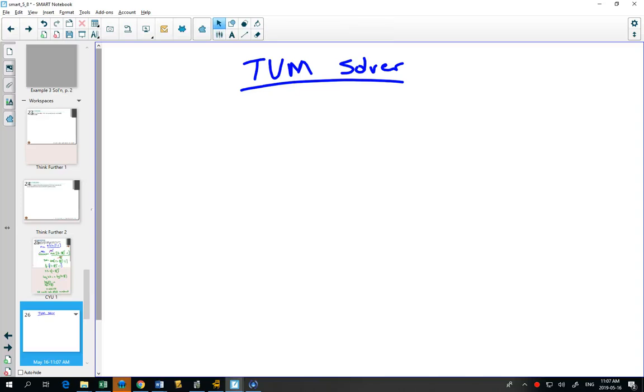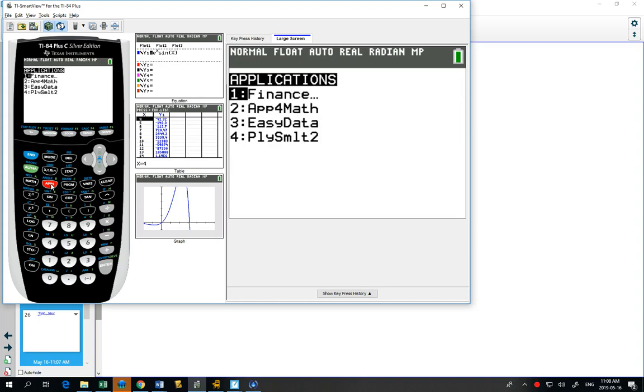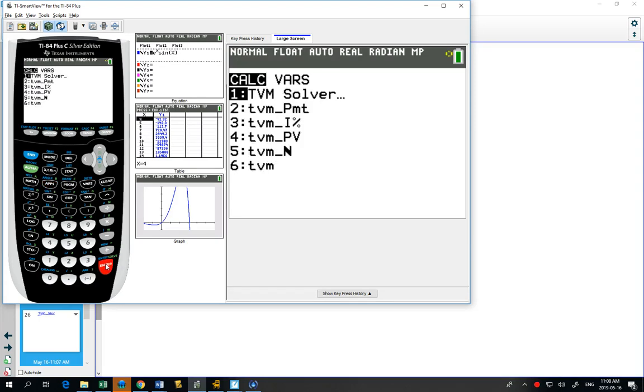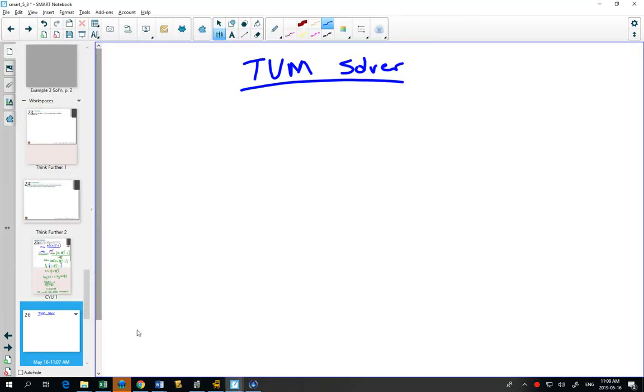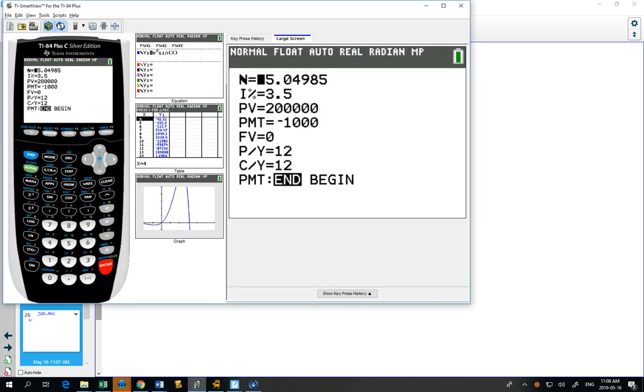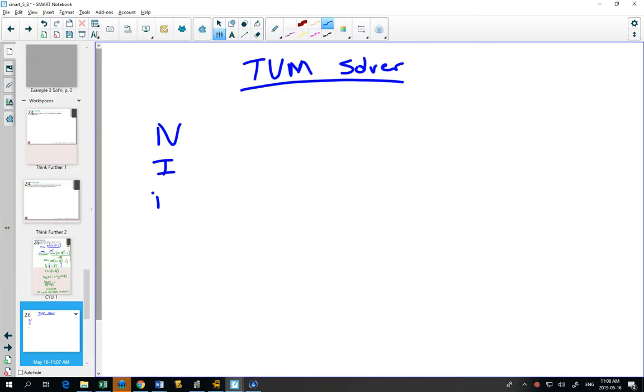To find TVM Solver, you go to your calculator, you go to Apps, the very first one is Finance, push Enter. The very first one again is TVM Solver. So Apps, and then Finance, and then TVM Solver. So if you have your calculator here, go to this screen. On this screen, you will have the following. N, I, PV, okay.